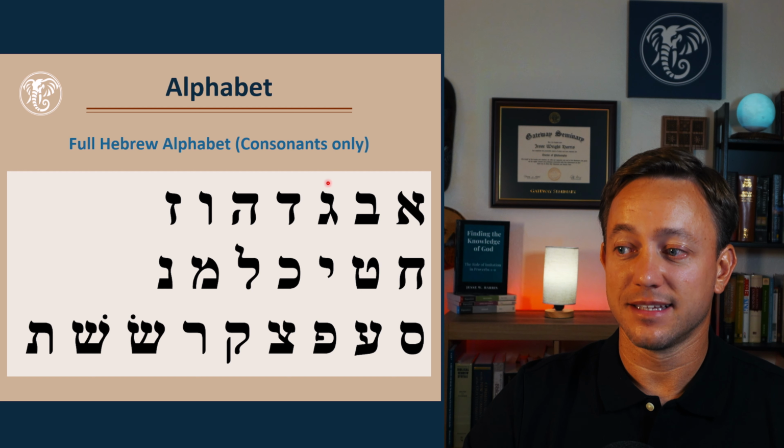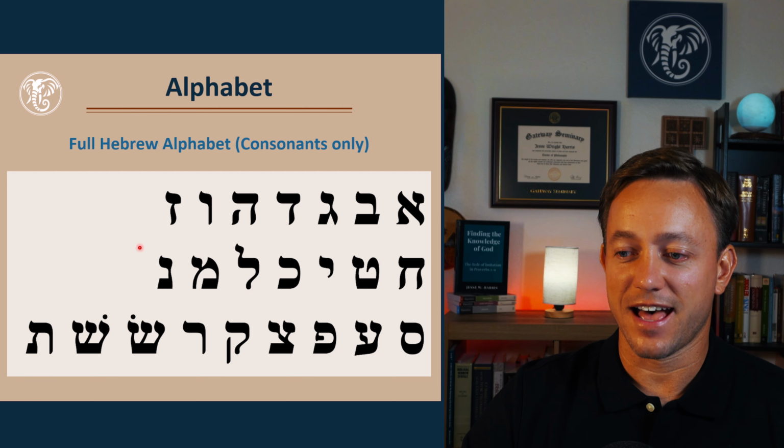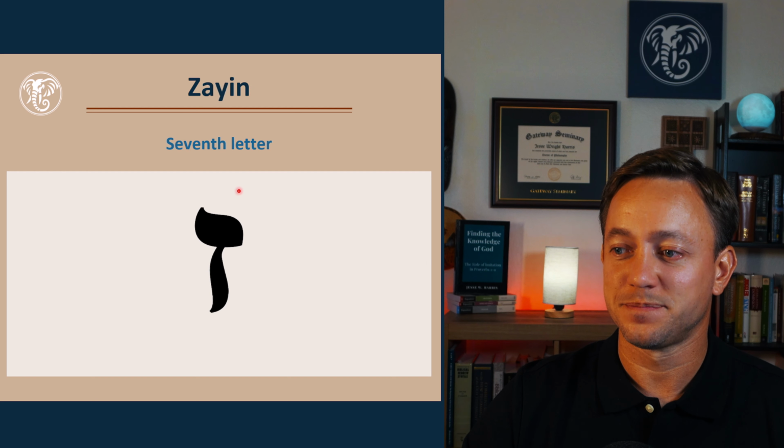Aleph, Bet, Gimel, Dalet, He, Vav, Zayin, Chet, Tet, Yod, Kaf, Lamed, Mem, Nun, Samek, Ayin, Pe, Sade, Kof, Resh, Sin, Shin, Tav. All right, that is our Hebrew alphabet.